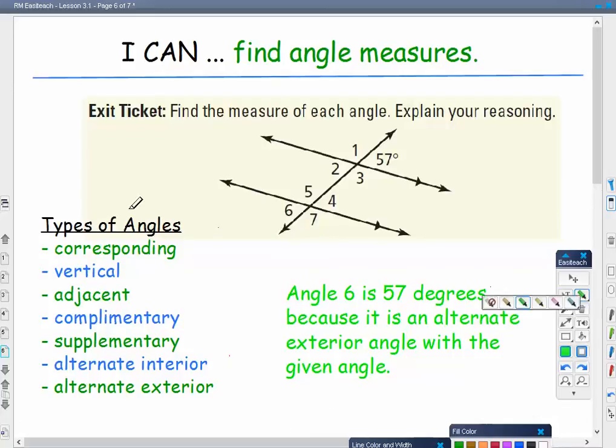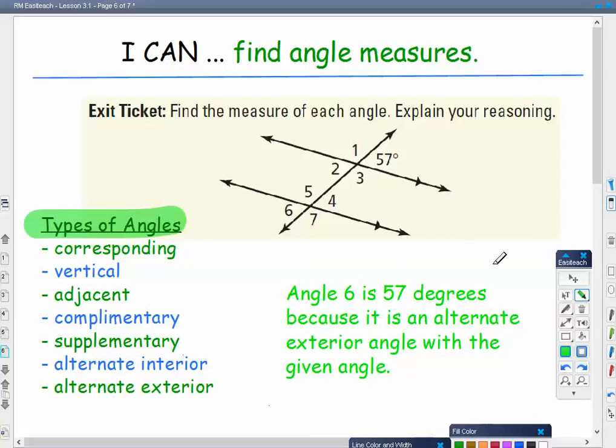I'm going to leave you with this. There's all kinds of angles. These are the ones that are going to be most important. You need to know corresponding angles. They are congruent. Vertical angles, they are congruent. We learned that word adjacent. It just means next to. They're not necessarily congruent. Complementary, you're not really going to use, but it means two angles that add up to 90 degrees. Supplementary have a sum of 180. They make a straight line.